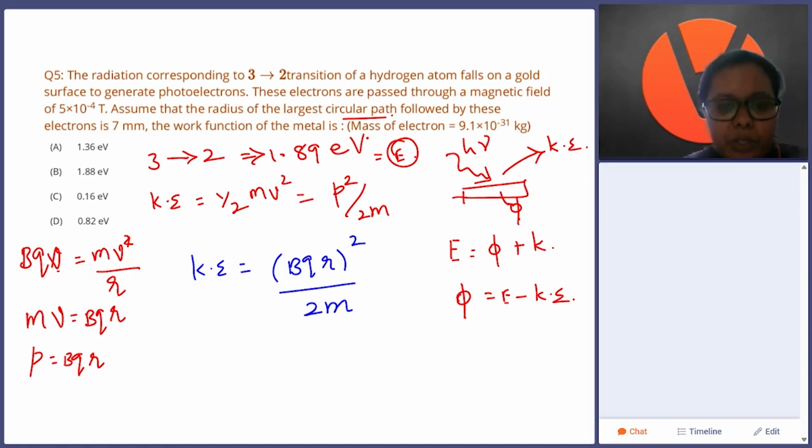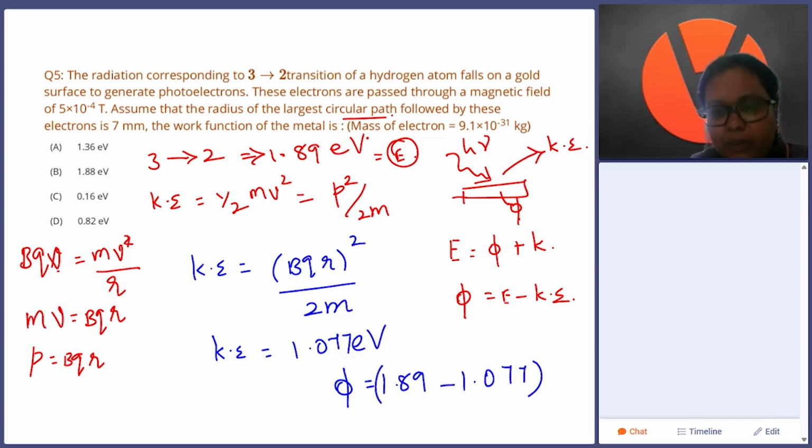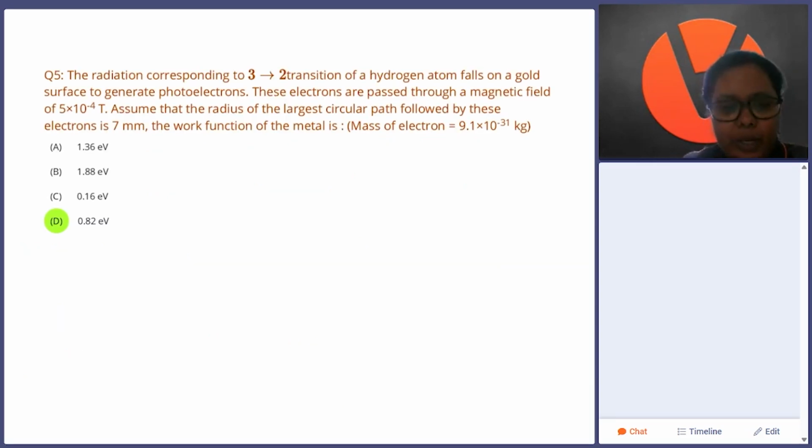So the B value is mentioned, and the Q value is 1.6 into 10 power minus 19. The R value they mention is 7 millimeter, so I will write 7 into 10 power minus 3. And the mass they mention as 9.1 into 10 power minus 31. By substituting all the values, we get the kinetic energy. The value is 1.077 electron volt. Now you can find the work function: 1.89 minus 1.077 in electron volt. So the answer would be 0.813, approximately 0.82.